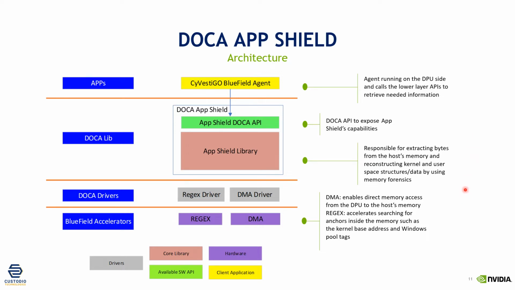The upper layers include the Docker driver and the Docker library. In the Docker library, we can see the Docker App Shield, which consists of two main components. The first component is the Docker App Shield library, which is responsible for extracting bytes from the host's memory and reconstructing kernel and user space structures or data by using memory forensic techniques. The other component is the Docker API to expose the App Shield's capabilities to the upper layers. In the upper layer, we can see the applications, which include agents running on the DPU side and call the lower layer API in order to retrieve the needed information.